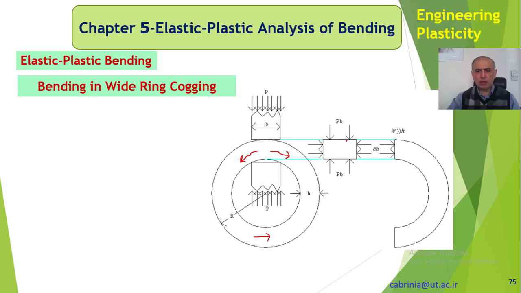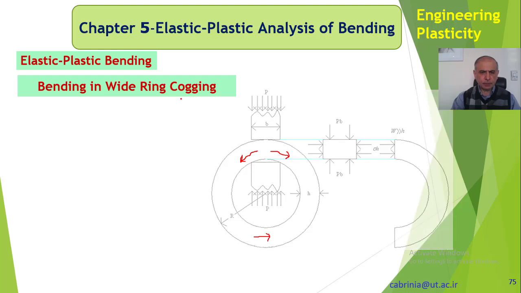So this PB is the force acting on the ring cross section, and this is the other dimension of the cross section of the beam. Now here we are saying that W is much greater than H. What is W? W is the width of the ring, H is the thickness. So W is the dimension perpendicular to the screen here. W is much greater than H because we say it's a wide ring.